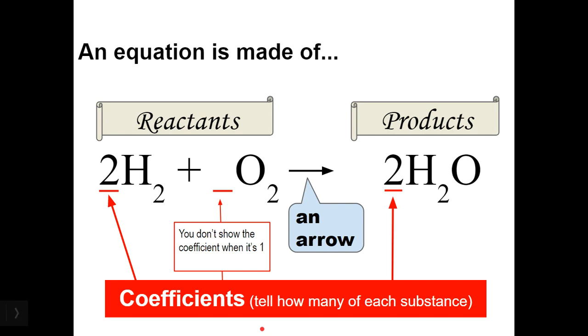There are also coefficients, and this is going to be important more and more later on, that tell you how many of each substance. So this 2 here means there are 2 hydrogen molecules. This 2 over here says there are 2 water molecules. Now, just like in math, you don't show the coefficient when it's 1 usually. You can, and it's not wrong, it's just not usually done. If I ask you how many of this oxygen molecule, you're going to say 1, okay? But usually, just like in math, you don't write 1x, you just write x.